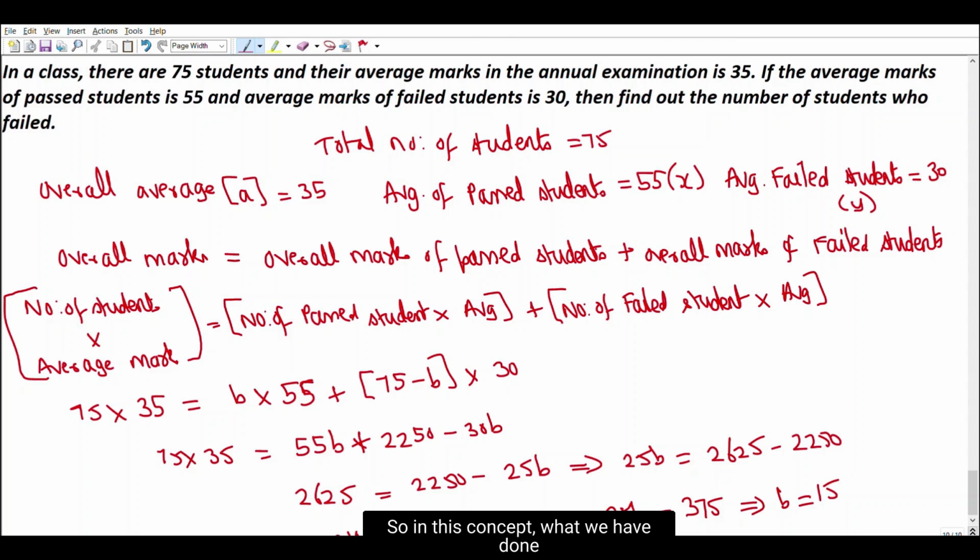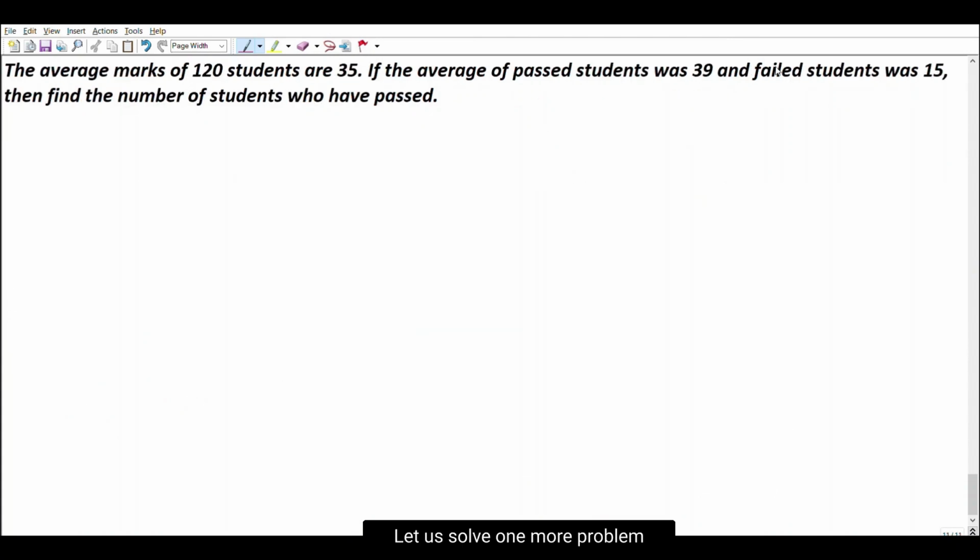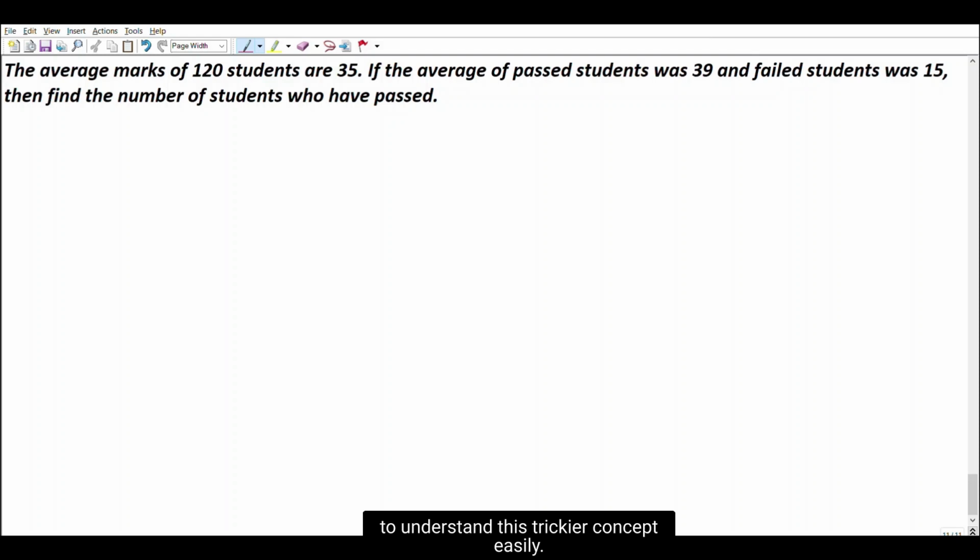So in this concept, what we have done is we have to equate the overall marks. That is, overall marks of the class will always be equal to sum of the marks of the passed students plus sum of the marks of the failed students. Upon equating, we can find out either the number of passed or the number of failed students, from which the other one can be determined, vice versa. Let us solve one more problem to understand this trickier concept easily.